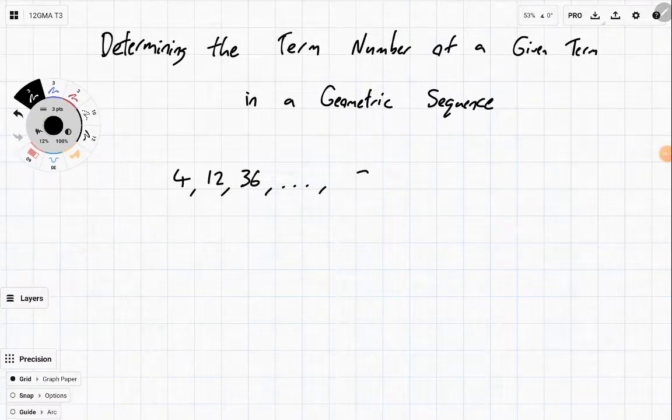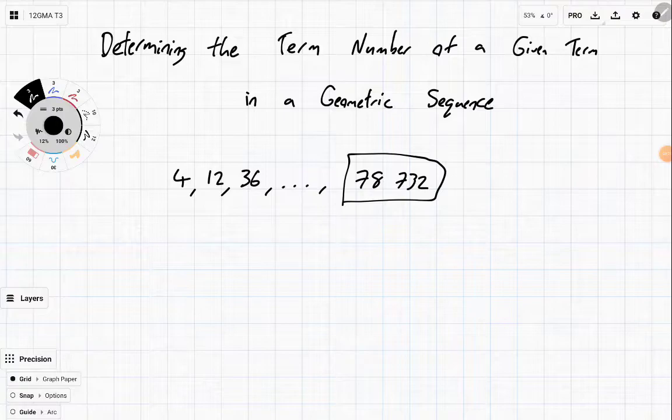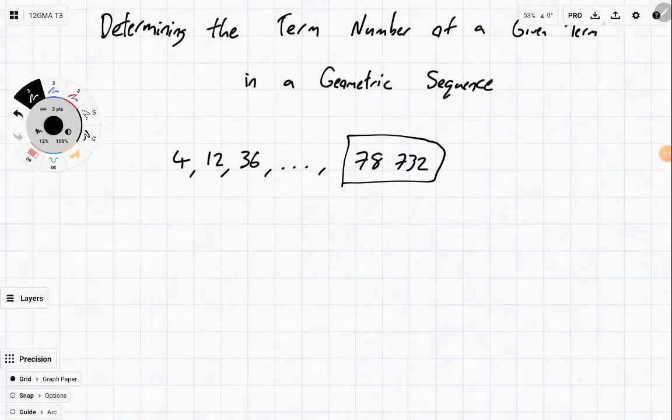Some number of other terms, and then 78,732, right? So these are all in the same sequence, and the question is, what number is this? This is T3. Well, what's this number? We don't know. What number is this sequence? Well, we can quickly try and work it out by just doing a little bit of working out for ourselves.